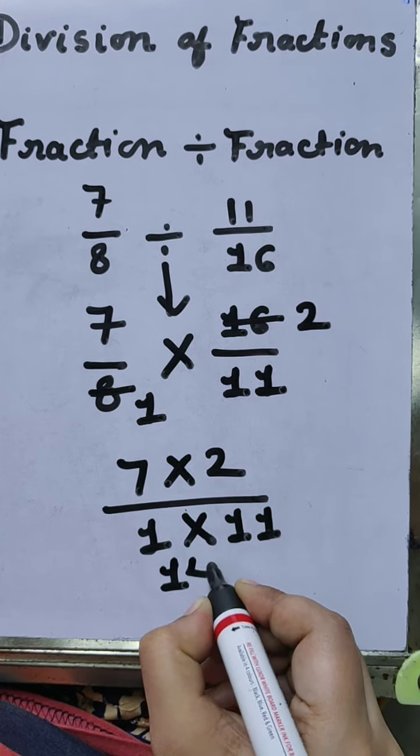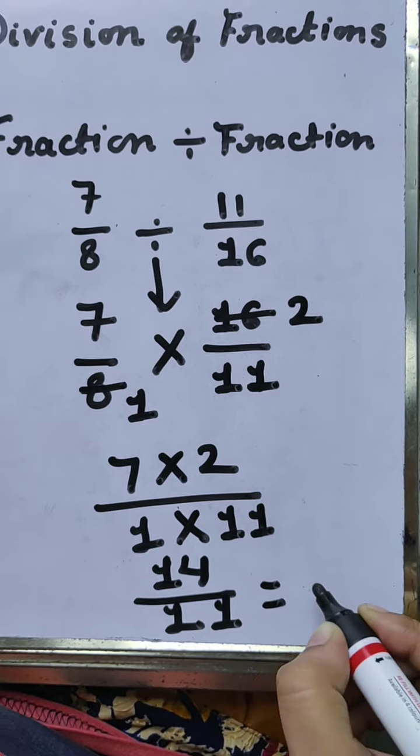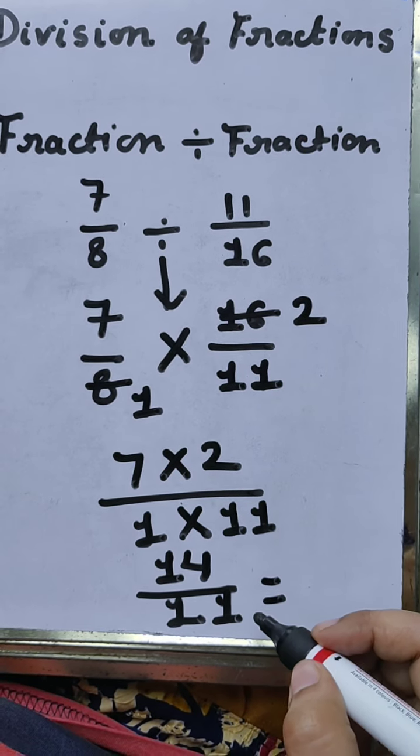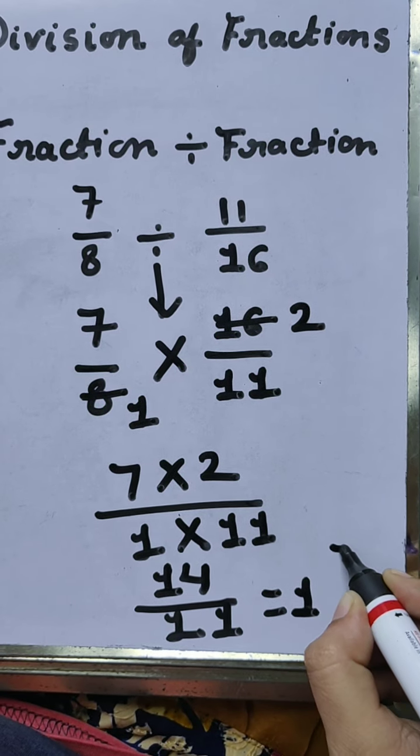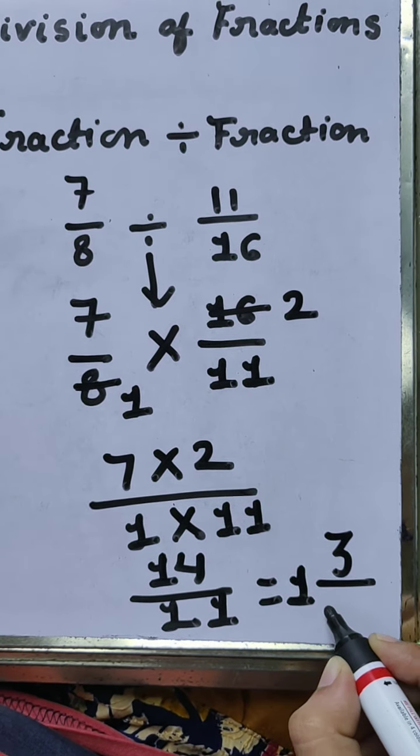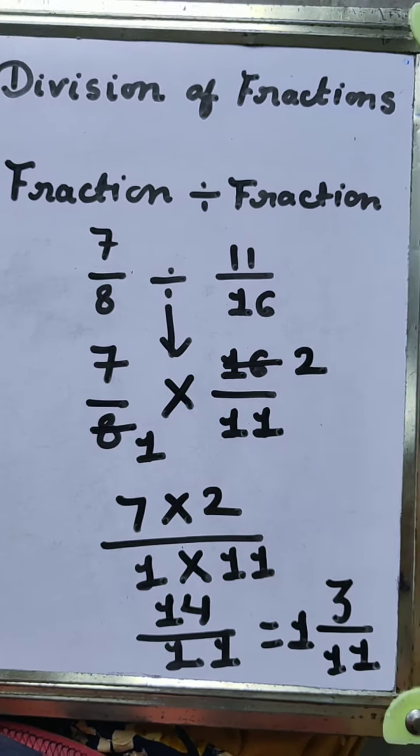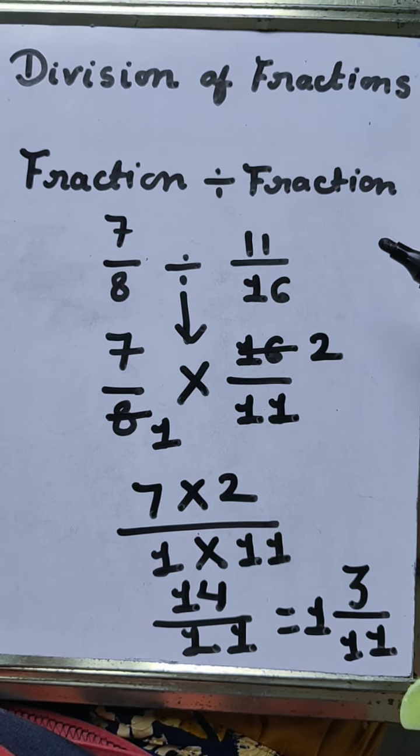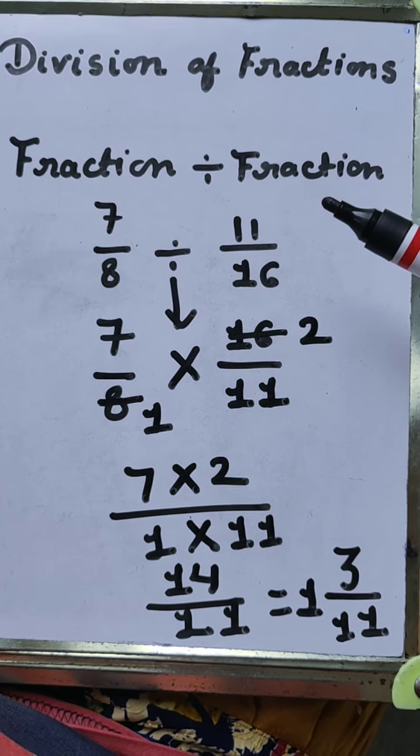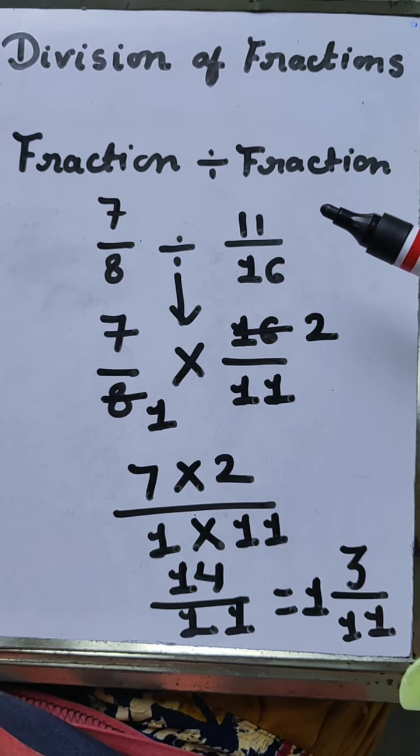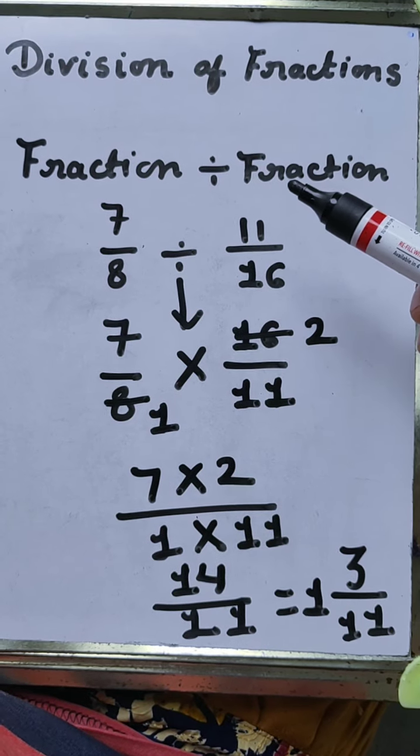14 by 11. You can convert this into a mixed fraction because it is an improper fraction. 11 ones are 11, remainder is 3 and the denominator will be 11. So this is how we can divide a fraction by a fraction. So today we have learned how to divide a fraction by a whole number, how to divide a whole number by a fraction, and how to divide a fraction by a fraction.